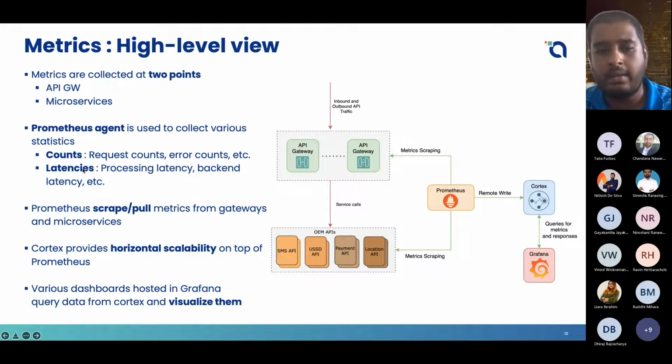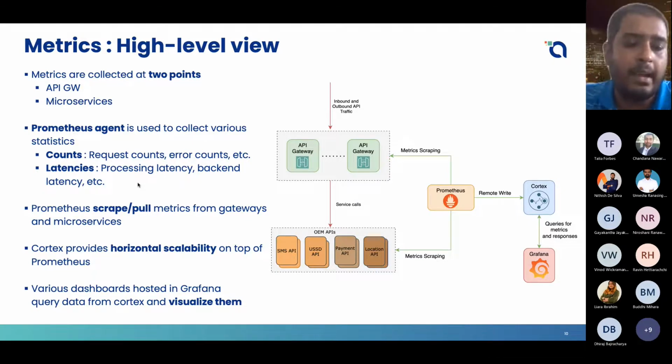When we say counts, we mean request counts, error counts, DB call counts, number of bytes written, and likewise. And then also latencies, like processing latency, DB call latency, backend travel latency. There are many other latencies that we try to track, right?